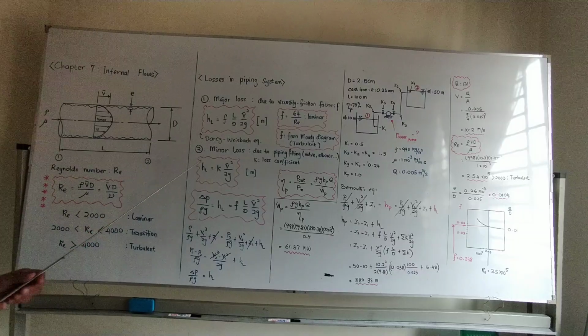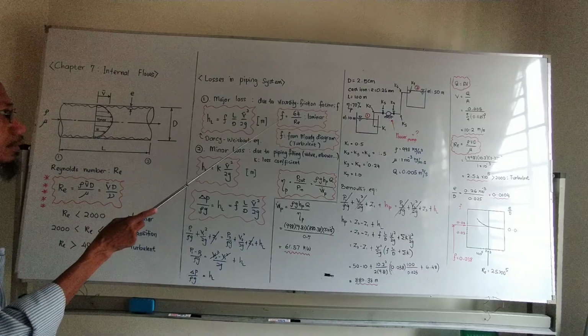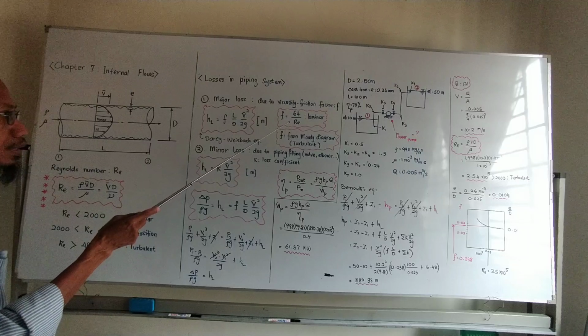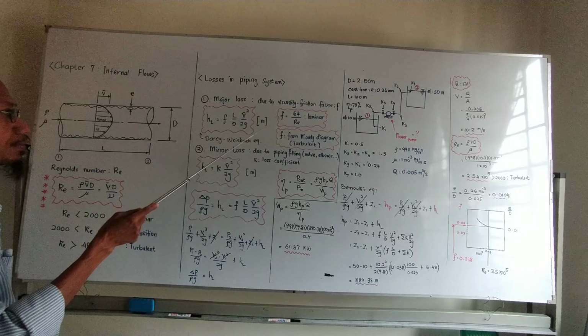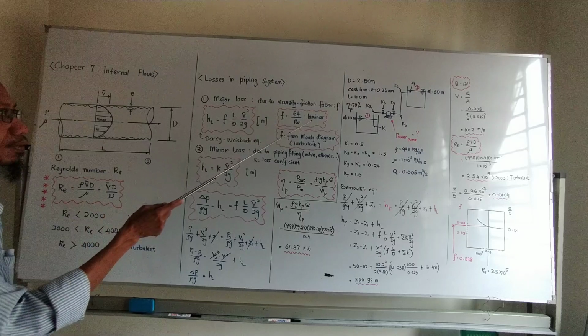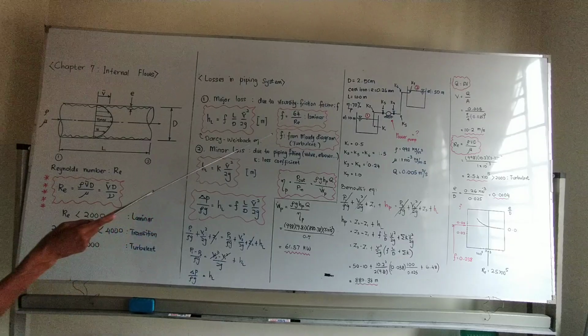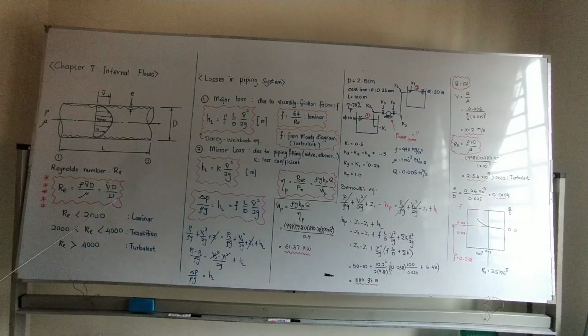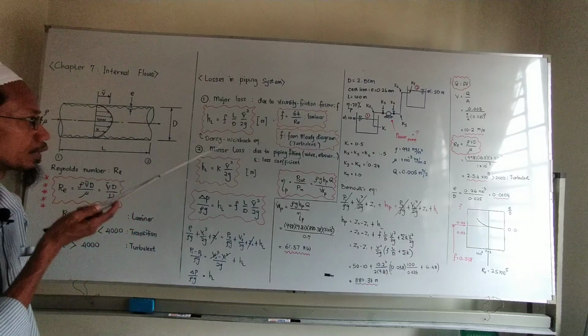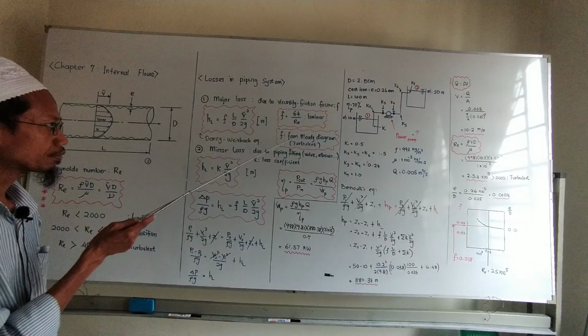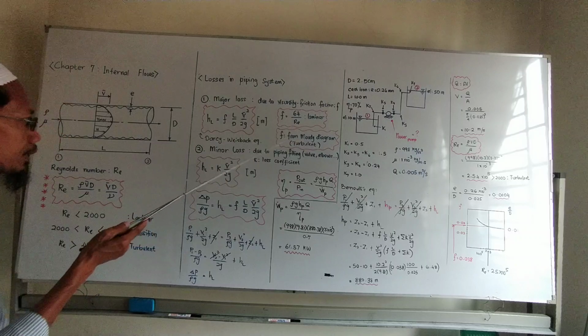Then f for laminar flow: if the Reynolds number is less than 2000, we use this formula, f equals 64 over the Reynolds number. For turbulent flow, the Reynolds number greater than 2000. In practice, we consider less than 2000 as laminar and greater than 2000 as turbulent. When turbulent, we find the friction factor f from the Moody diagram, or Moody chart.